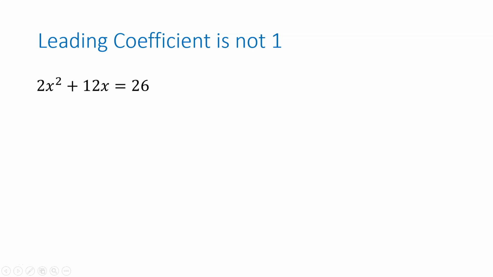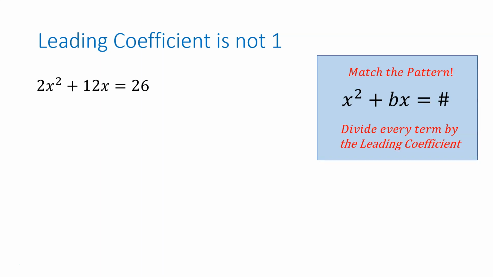All of the previous problems we've done have just had x squared. Now what do we do when there's a leading coefficient? Like in this equation, 2x squared plus 12x equals 26. So whenever you see this, you'll need to divide every term by that leading coefficient. Not just some of the terms, all of the terms. We divide every term by 2, which is the leading coefficient in this case.